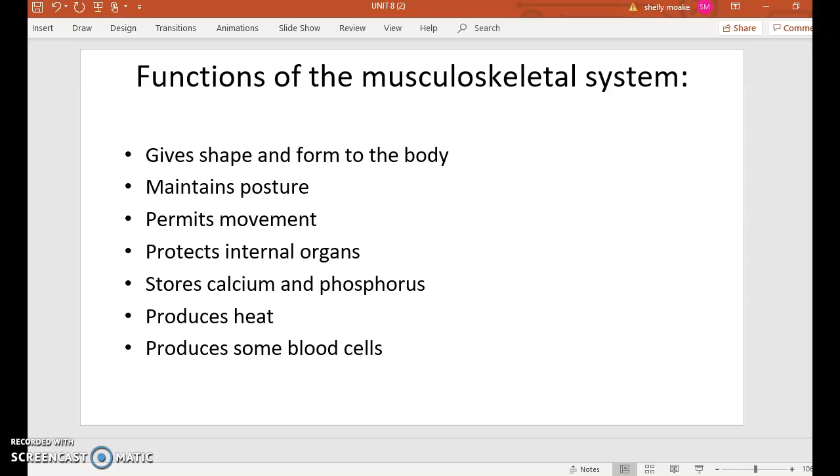The bones help form the body, the muscles help form the body. Our bones are what hold our posture up. Muscles and bones move together for movement. It protects our internal organs. So our internal organs, of course, are your heart and your lungs, and those are protected by your rib cage.